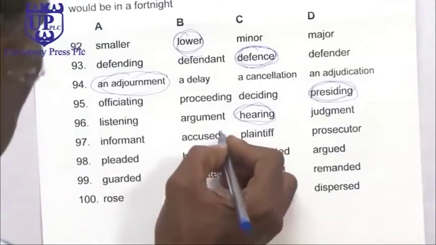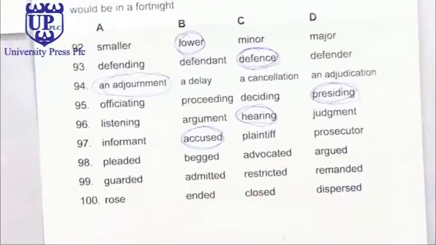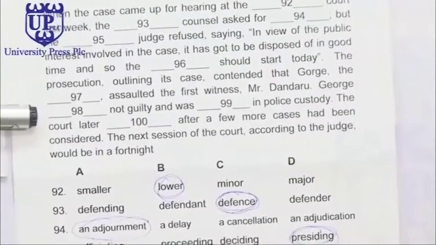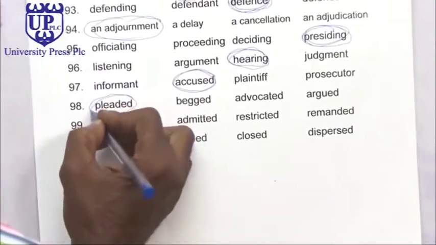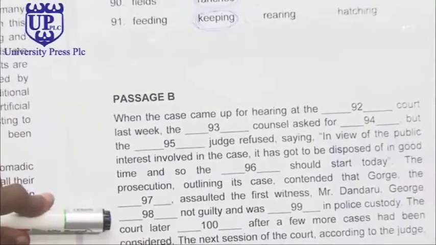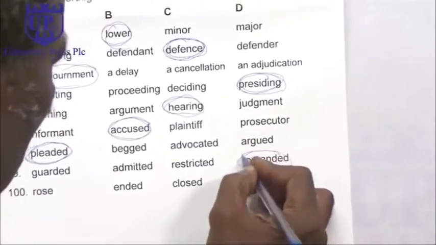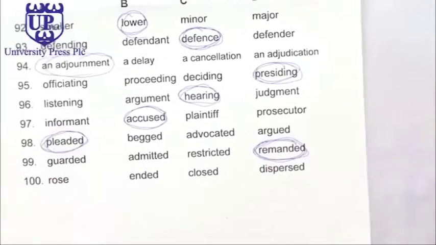The prosecution outlining its case contended that the what? The accused assaulted the first witness, Mr. Dandaru. Judge dash not guilty. What did they do? Pleaded not guilty. And was dashed in police custody. What happens to him? He was remanded. You remember, all these are the registers that are used in this area of law and justice.